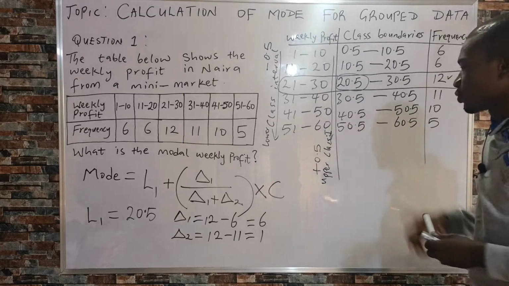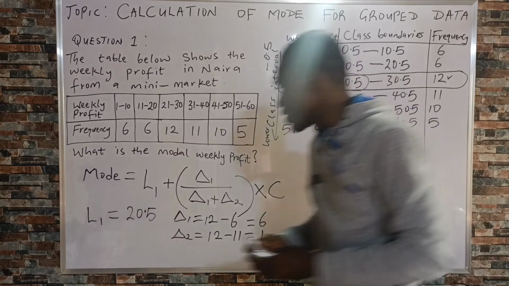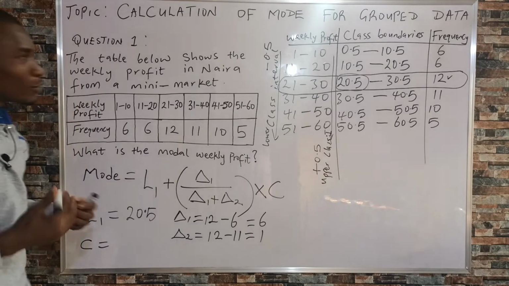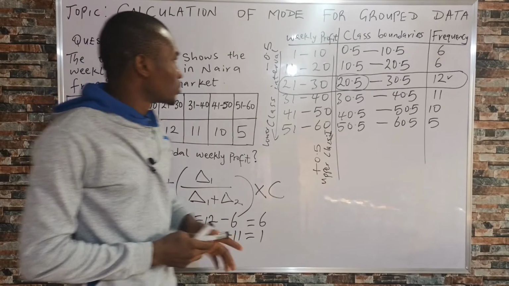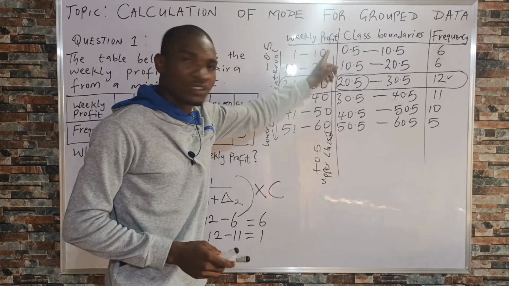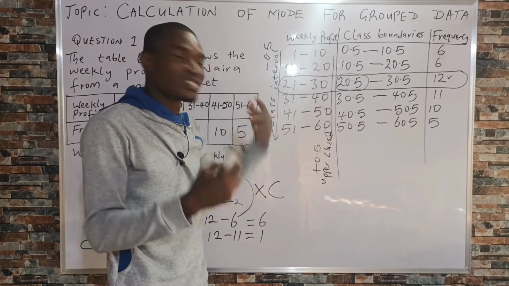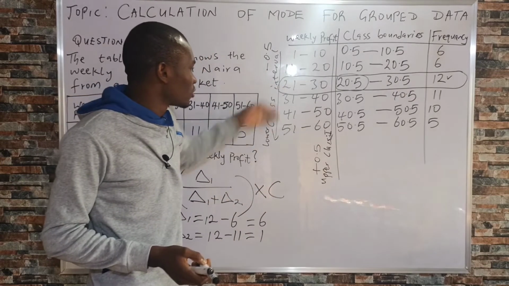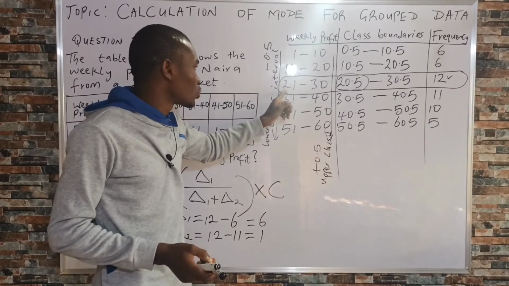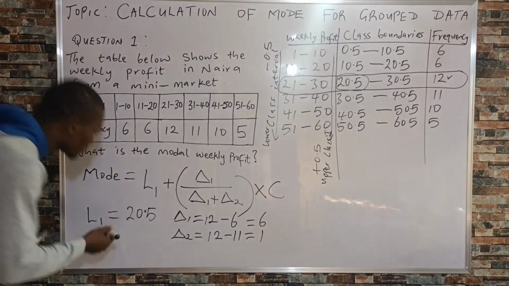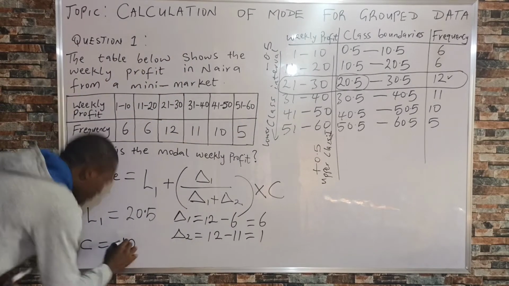That sounds very simple. Then we are left with our C. Our C is simply the class size. How do you find your class size? That is very simple. Just say 20 minus 10, which is 10. You can as well say 30 minus 20, which is still 10. If you also come to this lower class interval side and say 21 minus 11, all of them will still give us 10. So our class size is simply 10.